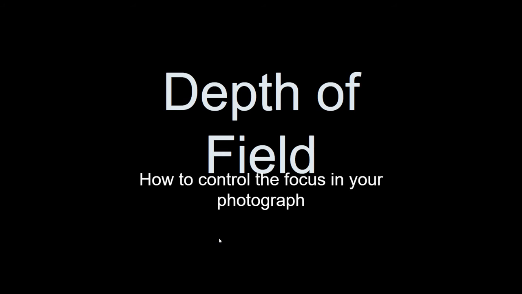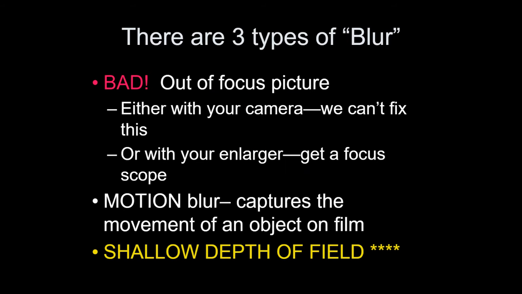So here's my introduction. Shallow depth of field is the most powerful way we can control our viewer's gaze in the image because our eyes want to pay attention to the part that's already clear. It's what our eyes do naturally, so we're recreating that with a camera image. So what we really talk about in photography is three types of blur. Two of them are bad.